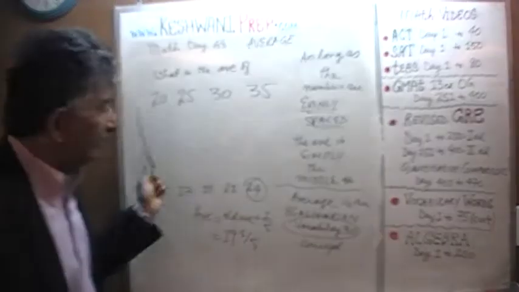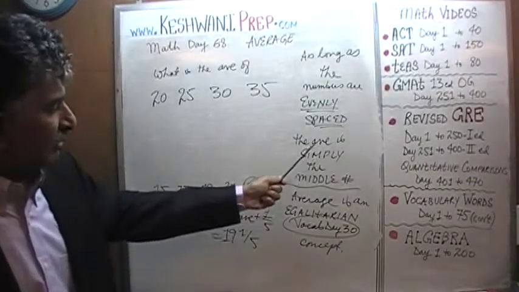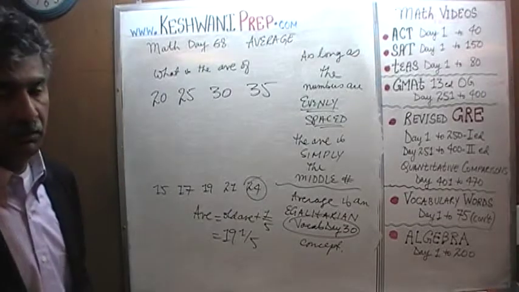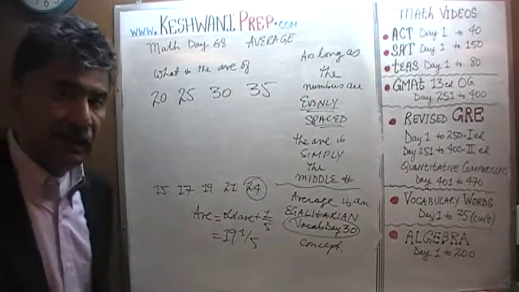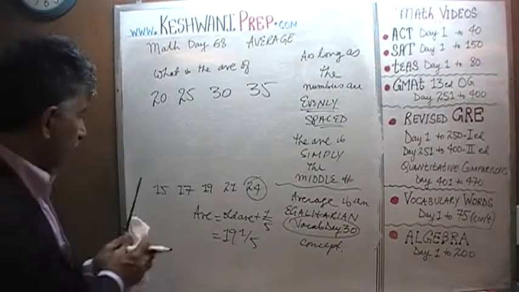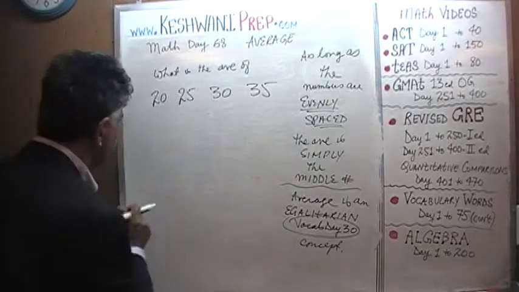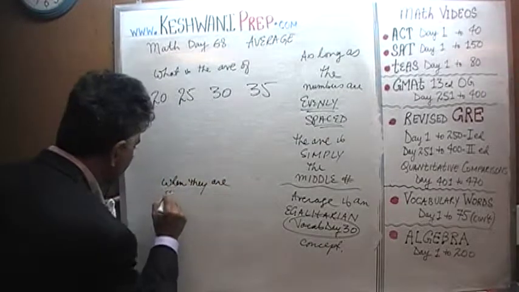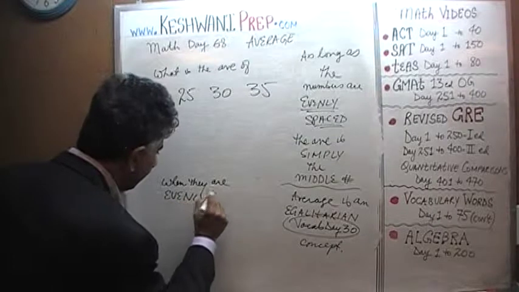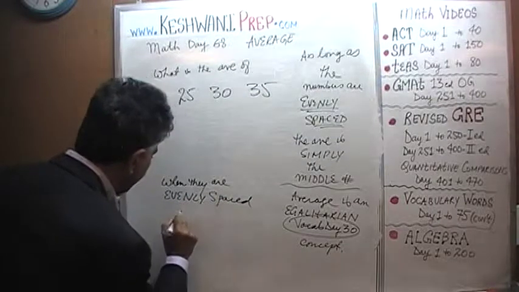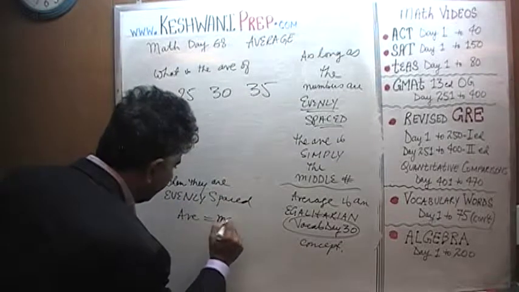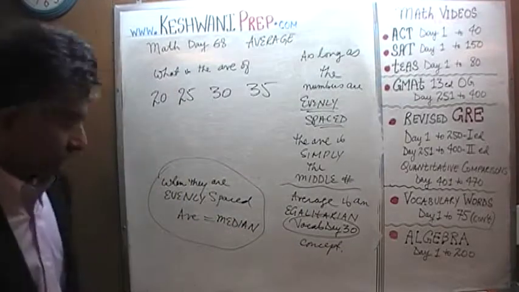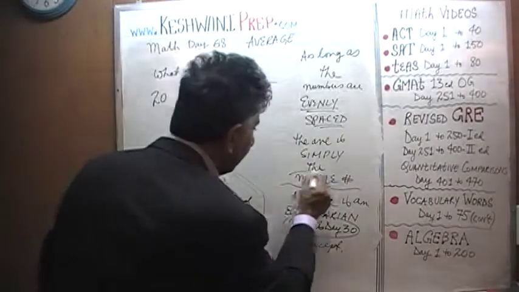Oh, by the way, when they are evenly spaced, the average is simply the middle number, which is also the median. So when they are evenly spaced, the average is the same as the median. Let's make a note here. When they are evenly spaced, average is same as the median, because median is what we call the middle number.